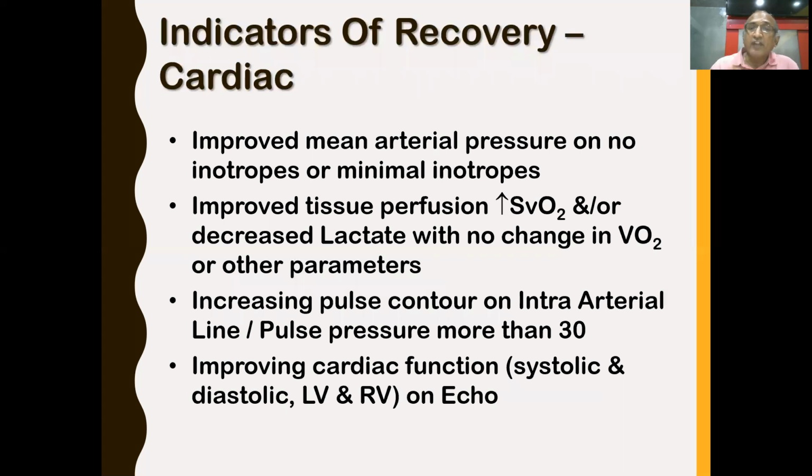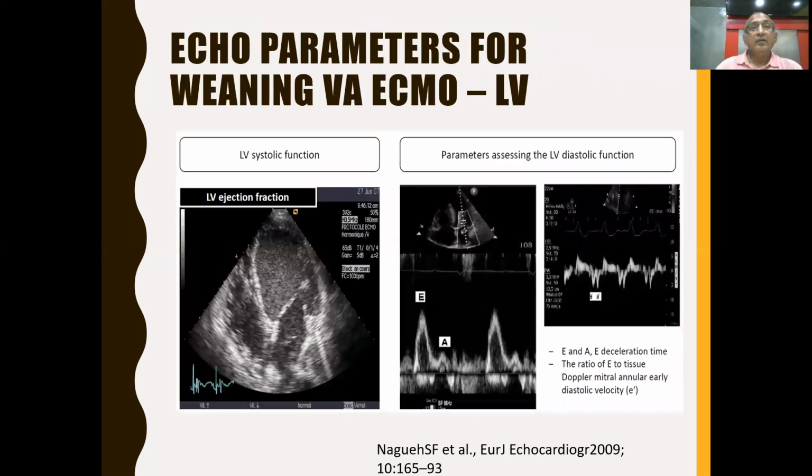Now, once the pulse pressure starts improving and pulse pressure becomes more than 30, you can think that the patient's heart is recovering and you can think of the patient being weaned off from the ECMO or VA ECMO. And all this has to be supported by the improving cardiac functions in terms of echocardiography. You have to see both systolic as well as diastolic functions, and you have to see both LV and RV functions. So how will you assess the systolic function of LV?